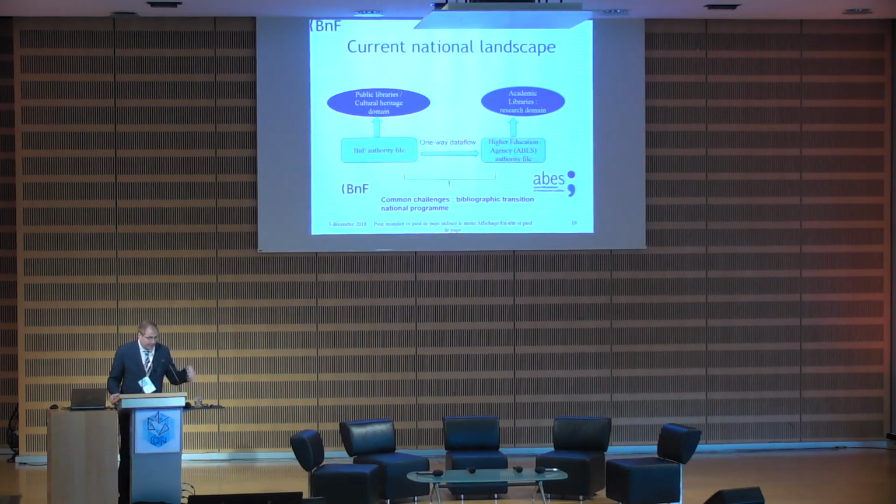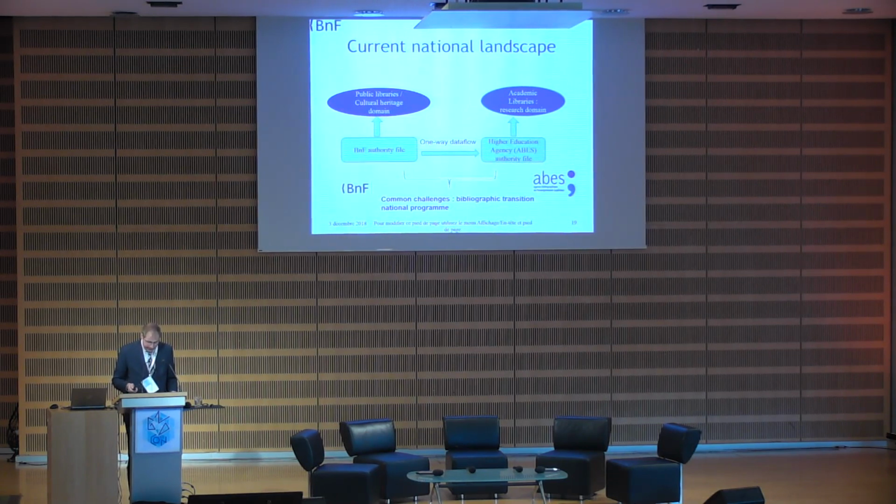As far as BNF, the National Library, is concerned, we send our data to public libraries and, broadly speaking, to the cultural heritage domain. And the Higher Education Bibliographic Agency maintains a union catalog for academic libraries with its own authority file. But we share common challenges for library catalogs and data. To face these challenges, we are jointly leading the so-called Bibliographic Transition National Program.